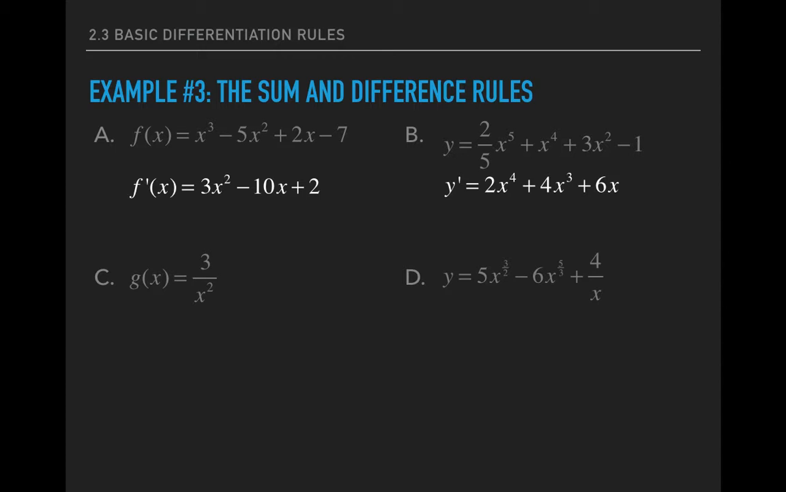You'd be bringing down the power for x to the 5th. So that would be 2/5 times 5. That gives you just 2x to the 4th. The next term, pretty straightforward.